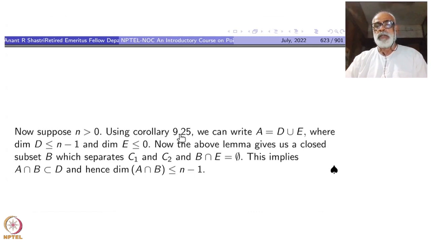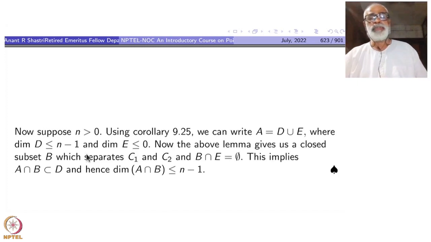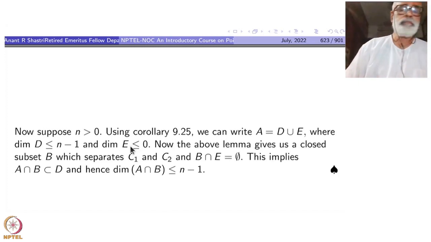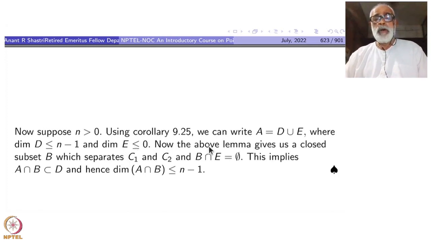Using a previous corollary, we can write A as a union of two subsets D and E, where the dimension of D is less than or equal to n minus 1 and the dimension of E is less than or equal to 0. This is one of the sum theorems that we derived last time, right? Now you use the above lemma to give a closed subset B which separates C1 and C2 such that B intersection E is empty. I don't know what is happening to D, we will come to that later. But the E part is empty, that is the starting point with n equal to 0.